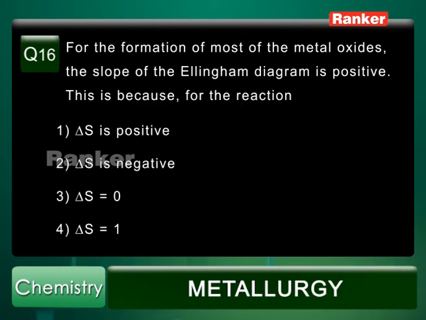Question number 16. For the formation of most of the metal oxides, the slope of the Ellingham diagram is positive. This is because for the reaction, first option, delta S is positive; second option, delta S is negative; third option, delta S is 0; fourth option, delta S is 1.